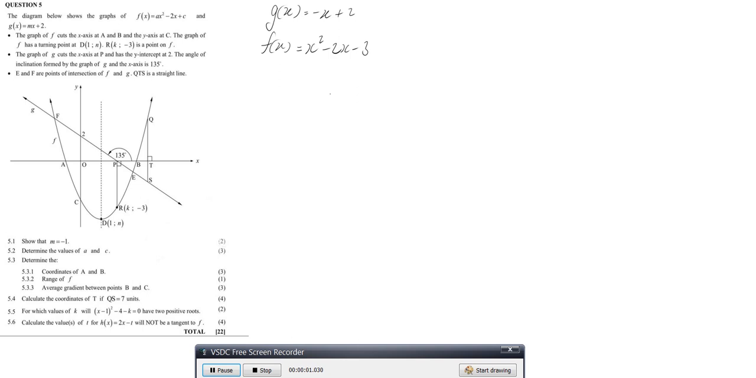Picking up where we left off in the previous video, so we've got F, we've got G. Let's get straight into 5.3. So they're asking for A and B, okay? So A and B are our x-intercepts of our parabola. So this is the parabola, the f of x.